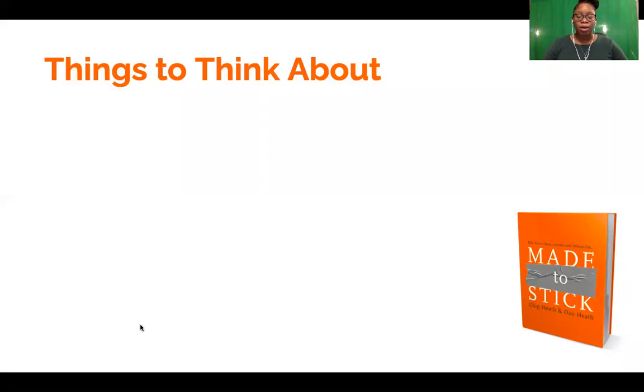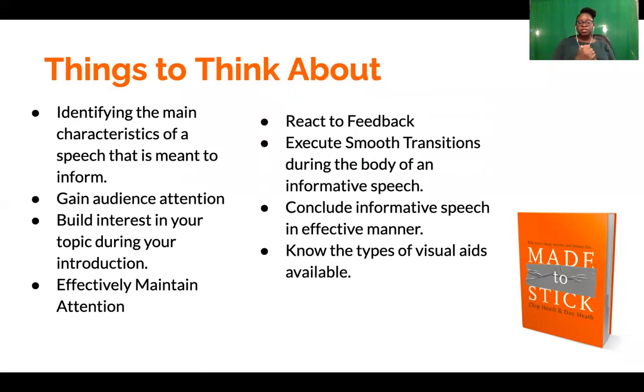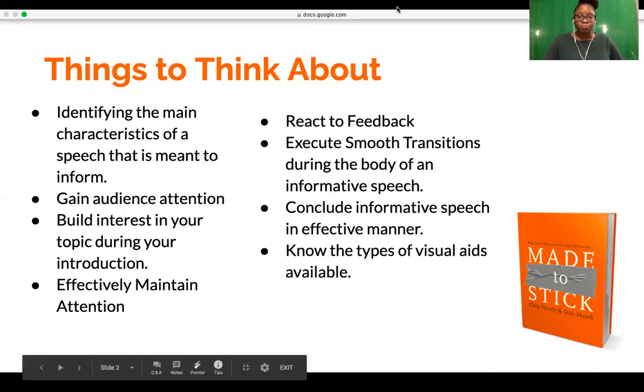So, things to think about that we have already discussed. Identifying the main characteristics of a speech that is meant to inform, gaining your audience's attention, building interest in the topic during your introduction, effectively maintaining the attention of your audience, how to react to feedback, executing smooth transitions during the body of an informative speech, and making sure that you're concluding your speech in an effective manner. We are also going to talk about visual aids that are available to most people.